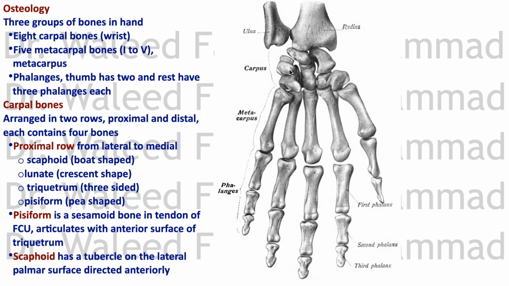Okay, the pisiform is a sesamoid bone in the tendon of flexor carpi ulnaris and articulates with the anterior surface of the triquetrum. The scaphoid has a tubercle directed anteriorly. You can see it here, on the lateral palmar surface of the bone.